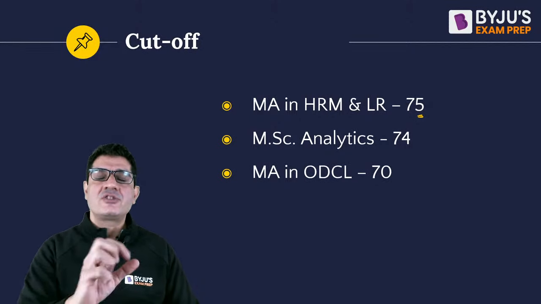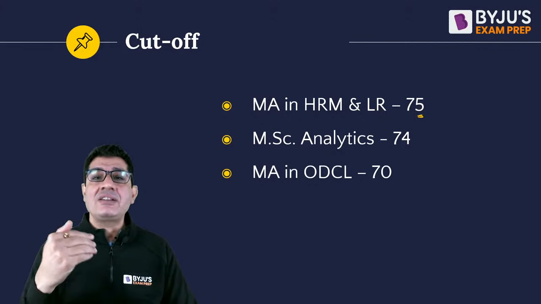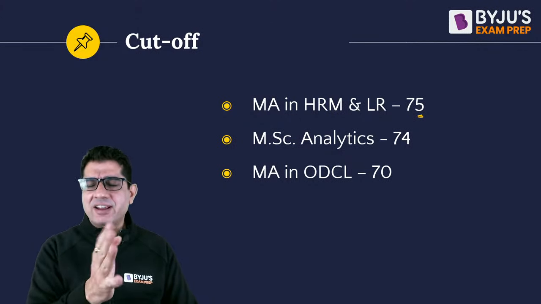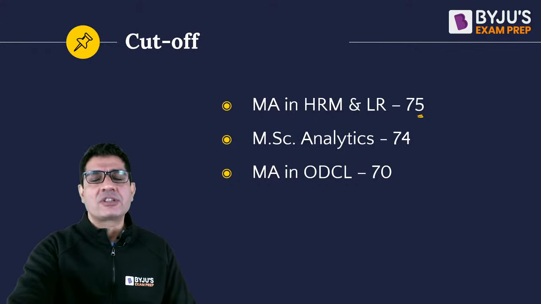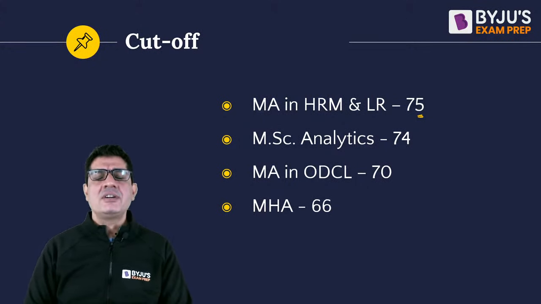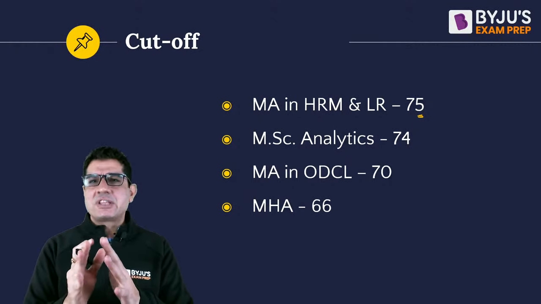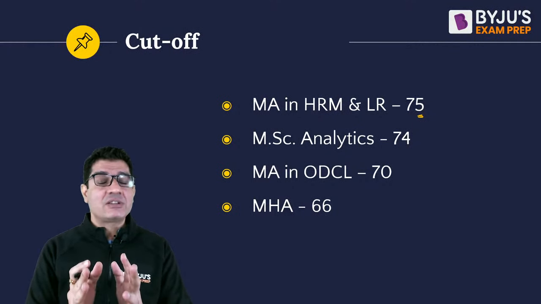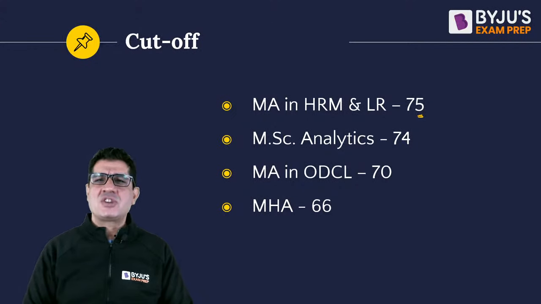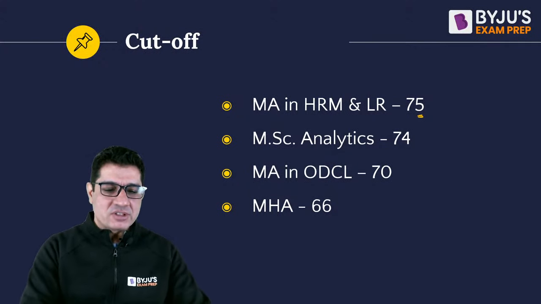Then they've started this new course called MA in ODCL, Organization Development, Change and Leadership. The fees are a little higher compared to some of these other courses, but the cutoff was around 70. And for those of you who want to get into hospital administration, you also have a Masters in Hospital Administration available, where the cutoff was around 66. Mind you, these are the cutoffs for the last couple of years. They may change if the difficulty level of the exam changes. By now, you are wise enough to bring in those adjustments.